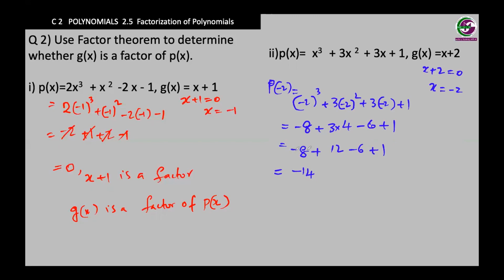Hope you know how to calculate the negative and positive numbers. Negative and negative, we can add them. So negative 14 plus 12 and plus 1 is plus 13, which is equal to negative 1, not equal to 0. So we can say that g of x is not a factor of p of x, because the remainder is not 0.